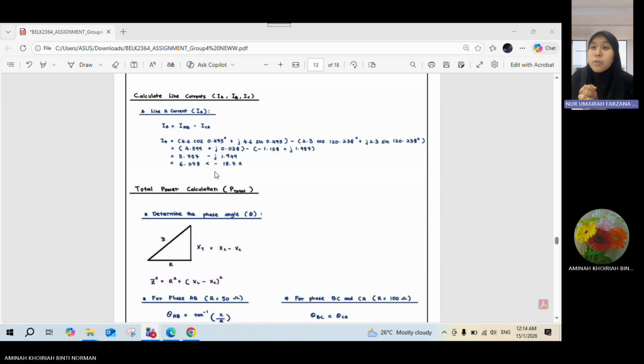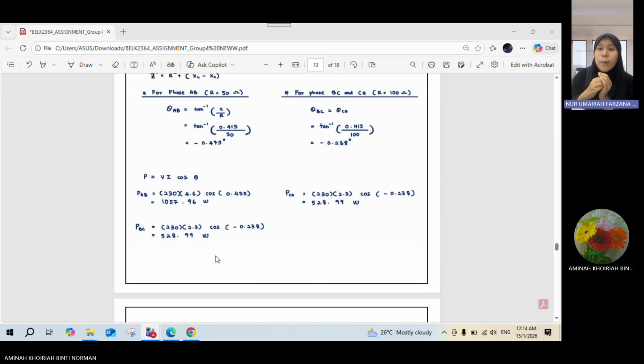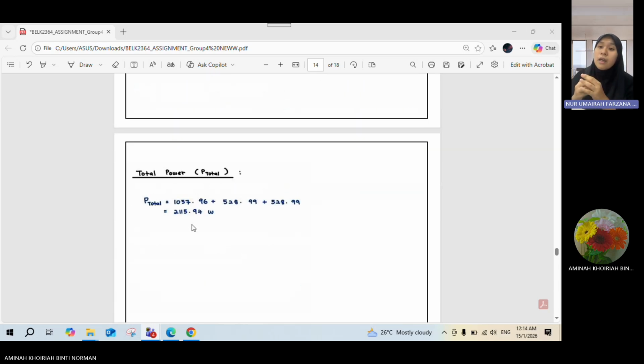Okay, for total power, we determine the phase angle first because we are going to use the formula P equals VI cos theta. For the resistor equal to 50, we got negative 0.475, and for R equals 100, we got negative 0.238 angle. Then inserting into the formula, we got PAB equals 1057.96 watt, and for PBC and PCA we got the same 528.99 watt. Lastly, for total power, we just sum up everything, and we got 2115.94 watt.